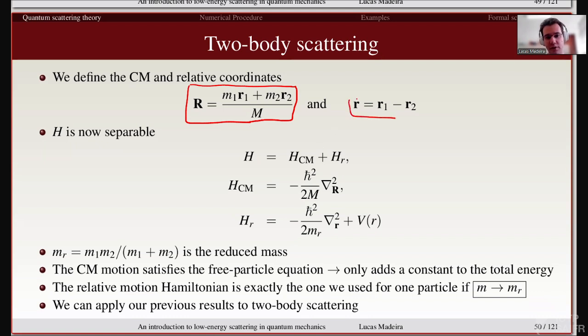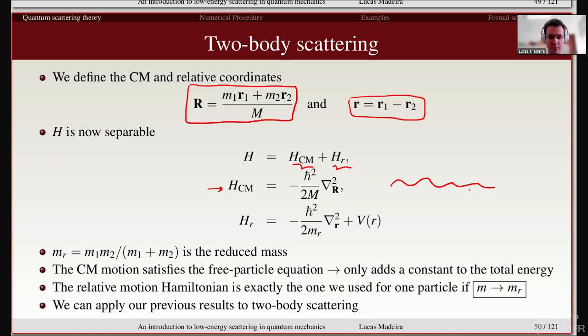And the relative coordinates are going to be the difference between those two particle coordinates. If I do that, I can break up my Hamiltonian into a center of mass piece and a relative piece. The center of mass piece is just going to be the kinetic energy of the center of mass. So that's just going to be a plane wave solution, and it's just going to add a constant to my problem.